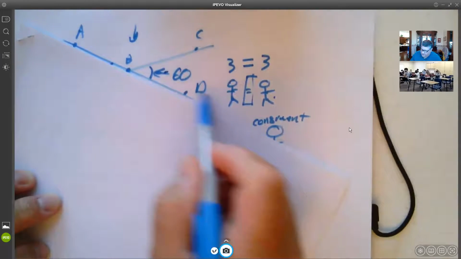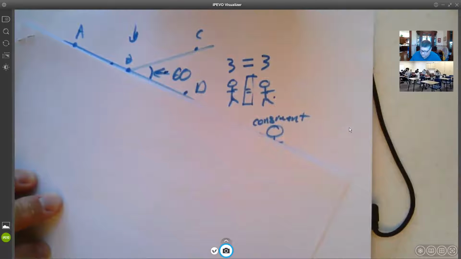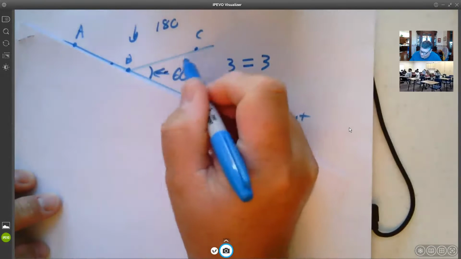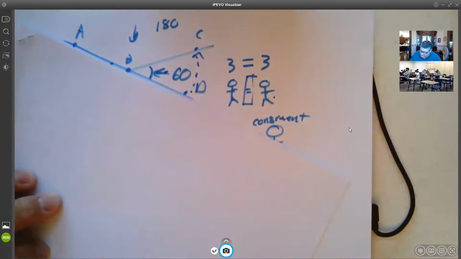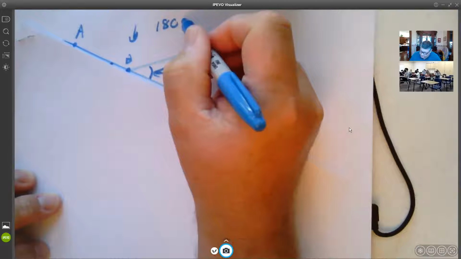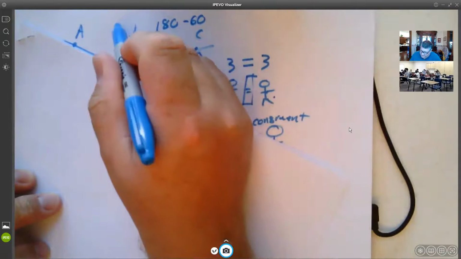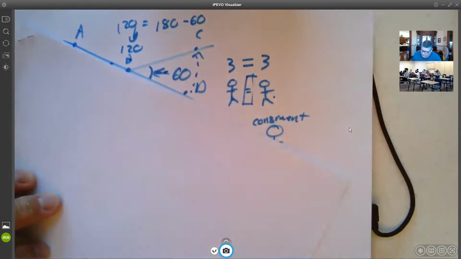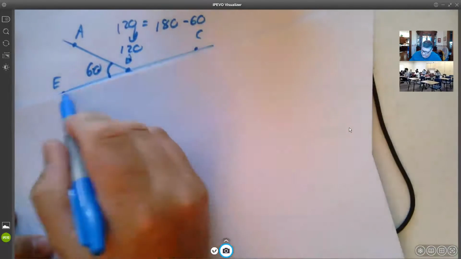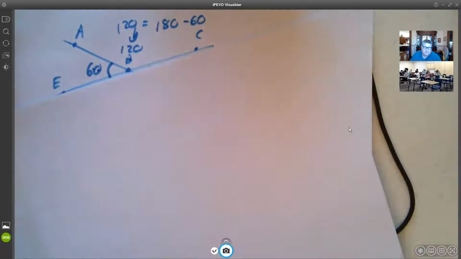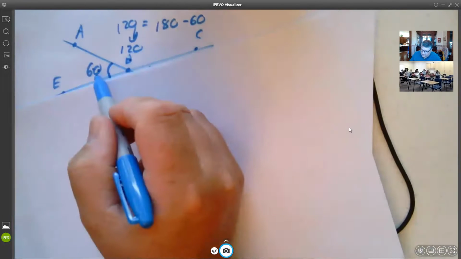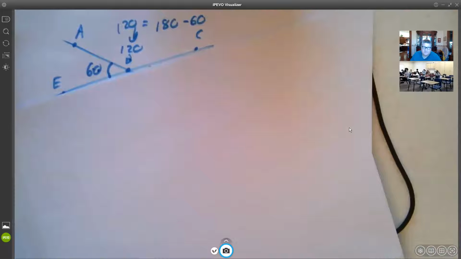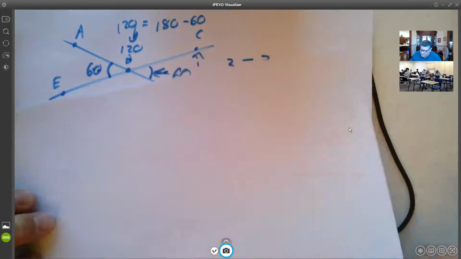Well, here's the thing. A straight line is how many degrees? A straight angle, according to last night's homework, was 180. If I know this much of it is already 60, what can I do? Yeah, subtract. The answer is 120 for this angle. Now, question. Is EBC a straight line? Yes. Does 120 and 60 still make 180? Yes.